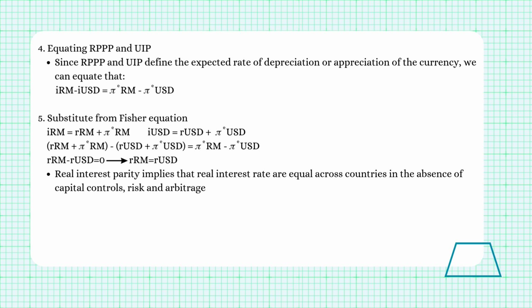Then we bring the expected inflation to the right and the real interest rate to the left. So we will get real interest rate of RM minus real interest rate of USD equals 0, and the final result will be real interest rate of RM is equal to real interest rate of USD. So real interest parity implies that real interest rates are equal across countries in the absence of capital controls, risk, and arbitrage.